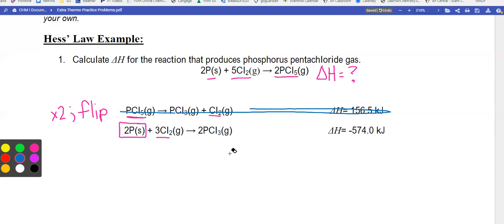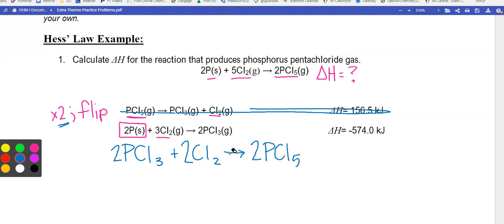So flipping things around, reactants and products switch. So it's going to be PCl3 plus Cl2, but we're multiplying by 2, so those each get a coefficient of 2, and the 2 in front of PCl5. Okay, by doing that, the 2PCl5 matches what we need in the equation. So that's good. But then we need to also change the number. It was a positive 156.5 before, so we need to multiply that by 2. I forgot to do that.